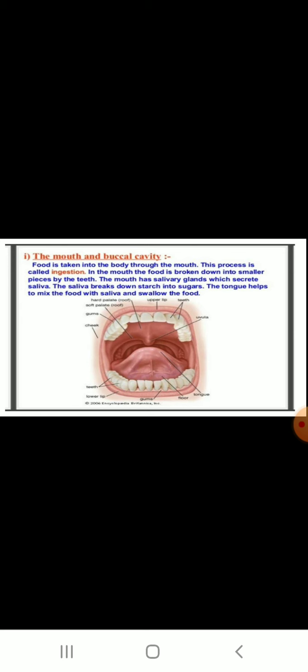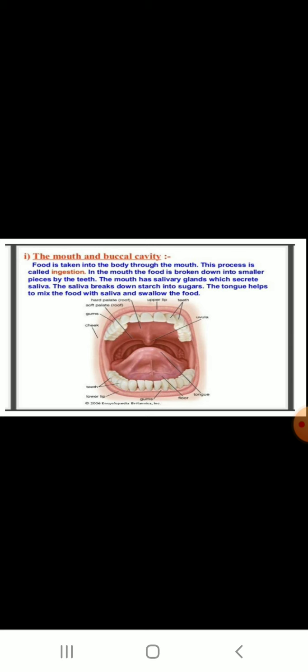As I told you, the first step is digestion, in the mouth and buccal cavity. This is the most important, because in the 5 stages of nutrition, the first one is digestion, where the mouth, or buccal cavity, is the important organ. Food is taken into the body through the mouth. This process is called ingestion.